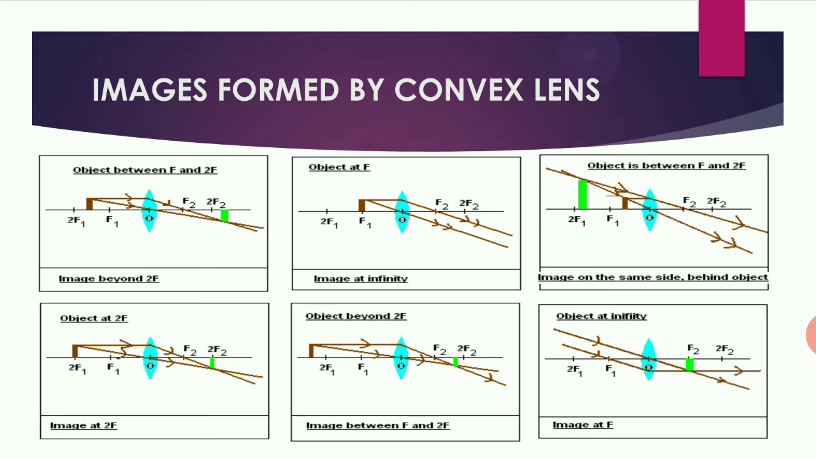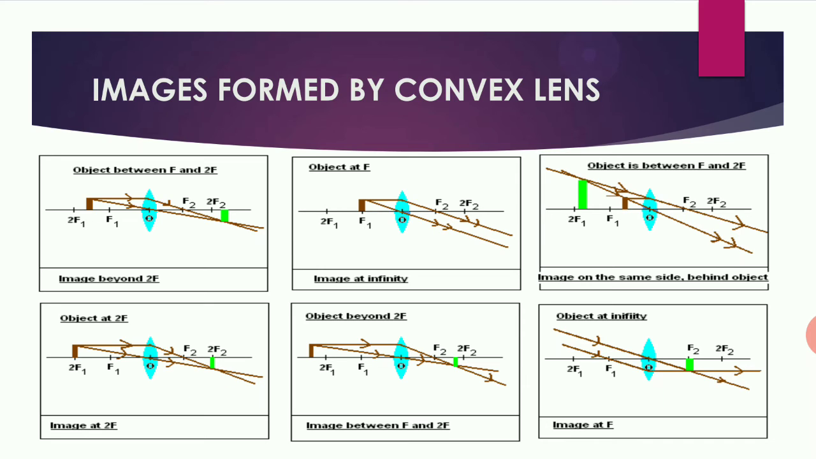So these are the 6 images that have been formed by the convex lens. See, if the object is between f1 and 2f1, the image will be formed beyond 2f2. Similarly, if the object is at f1, then the image will form at infinity. When the object is between f1 and optical center, the image is formed at the back of the object, between 2f1 and f1. Similarly, if the object is at 2f1, the image will form at 2f2.